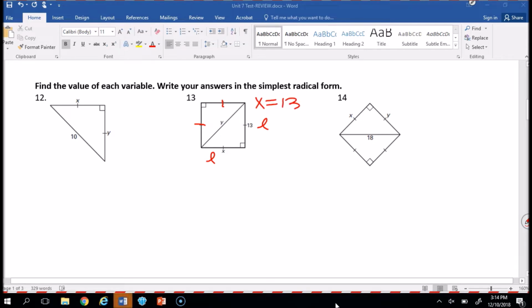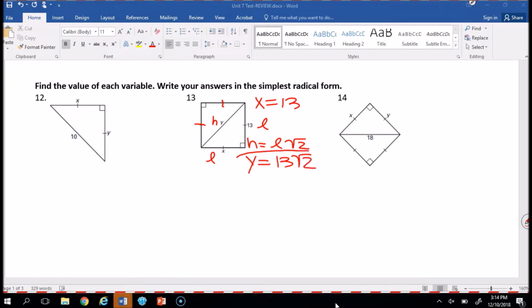And then we're just going to use our formula because we know that this is h, our hypotenuse. So h is equal to L square root of 2. And our L was 13, so y is equal to 13 square root of 2. So there's our two answers for a 45, 45, 90 triangle again. Number 14, same thing. We have two sides that are congruent, so that tells us again this is a 45, 45, 90 triangle. And again, this time we have the hypotenuse and we have a leg and a leg.